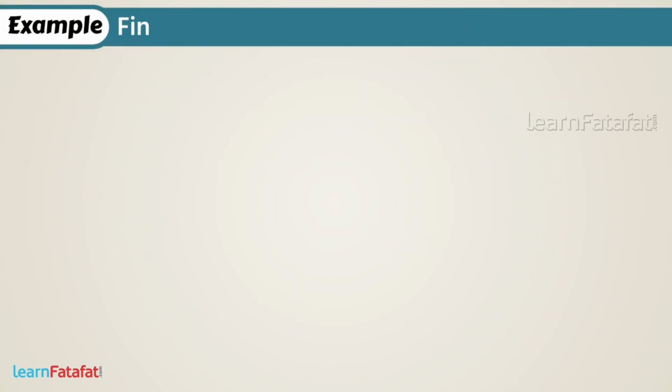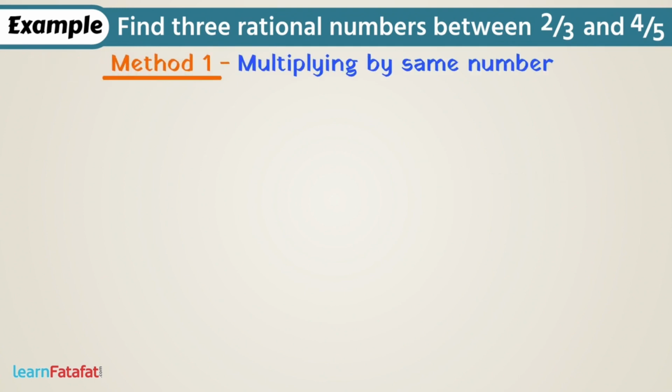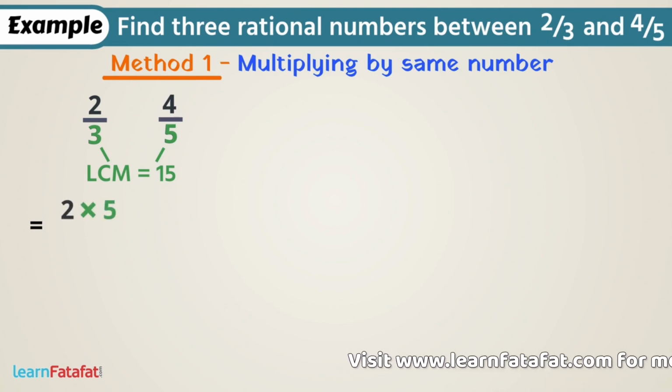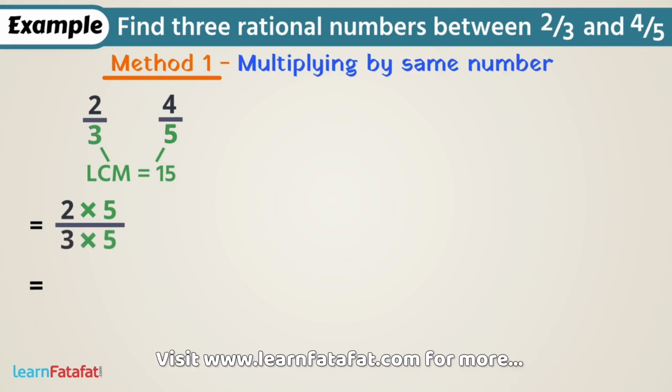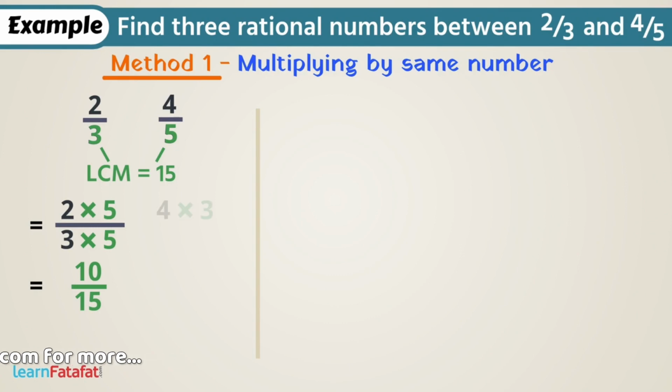Example: find 3 rational numbers between 2 by 3 and 4 by 5. We can use any of the earlier method. Let's try method of multiplying by same number. First, make the denominators same. LCM of 3 and 5 is 15, so let's make the denominators 15. The rational number 2 by 3 becomes 2 into 5 upon 3 into 5 equals to 10 upon 15, and 4 by 5 becomes 4 into 3 upon 5 into 3 equals to 12 by 15.